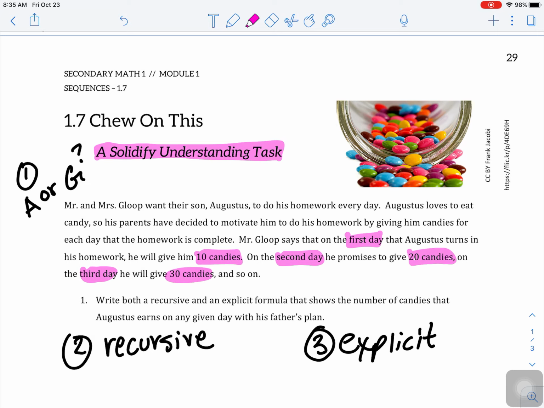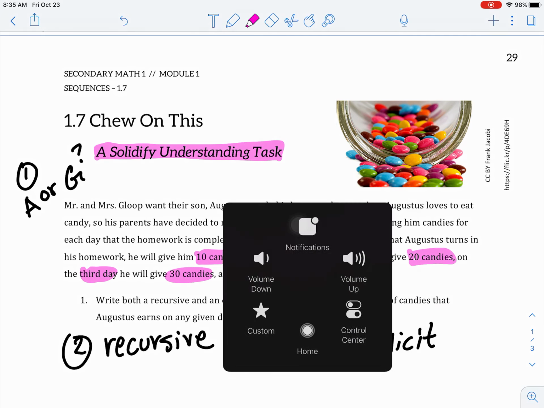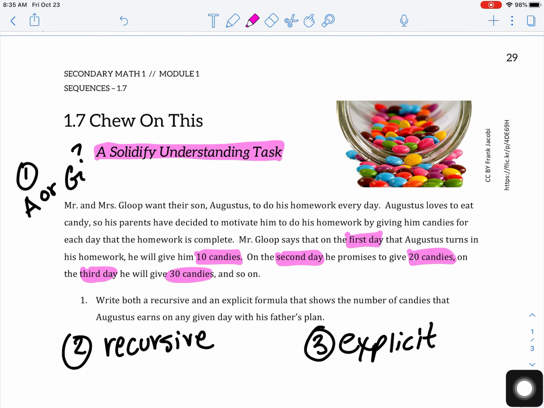So thinking about how this goes, it might help you to make a table. But once you start to figure out the pattern, the very first question on the formative is asking, looking at this pattern, on day 1 it's 10, and then it's 20, and then it's 30. Is this arithmetic or geometric? Remember, arithmetic sequences grow by addition or subtraction, and geometric sequences grow by multiplication.